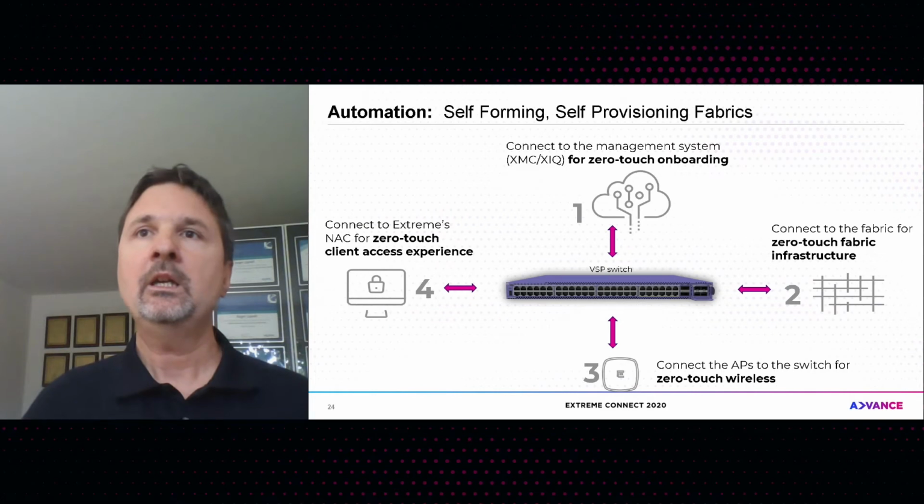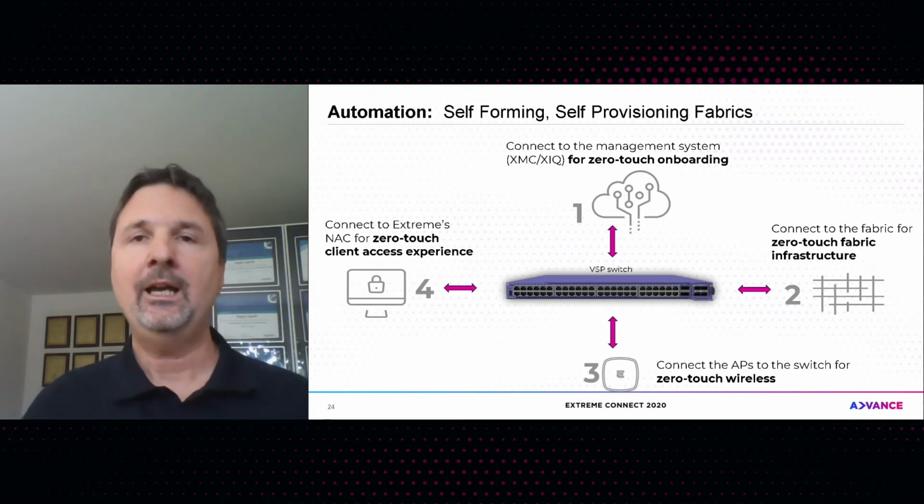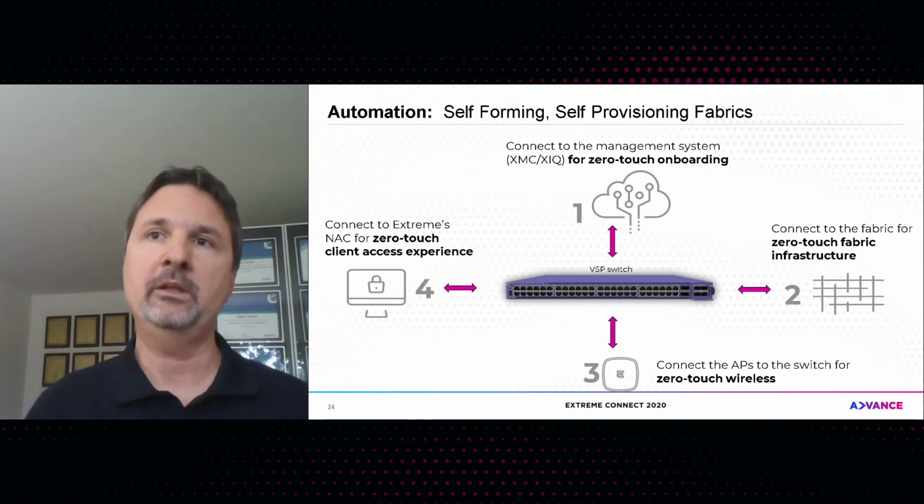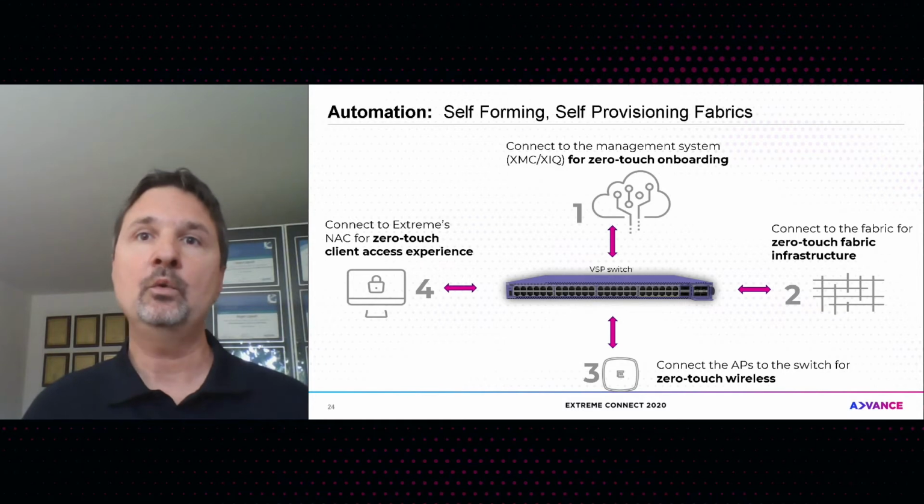So now let's look at the demo part of this section. In the demo, we're going to look at the VSP platform with Fabric Connect, and how we, with release 8.03, onboard the devices to the network management tools with zero-touch onboarding, how the fabric is automatically formed, how APs are automatically connected, and how the users get a zero-touch client experience. So the whole automation capability is going to be demonstrated here.